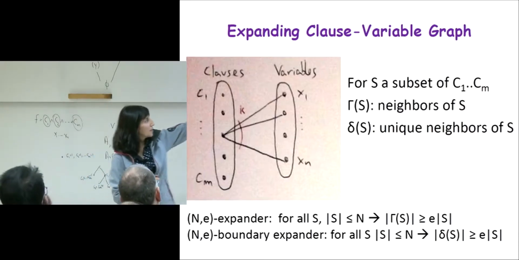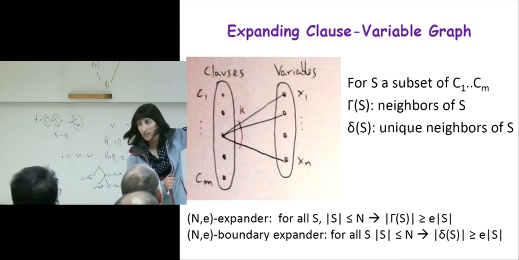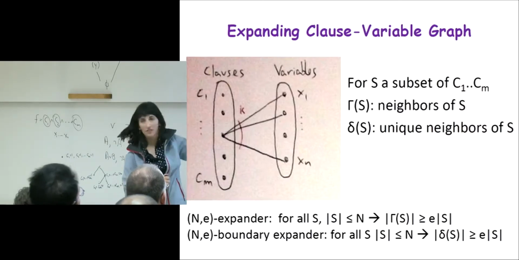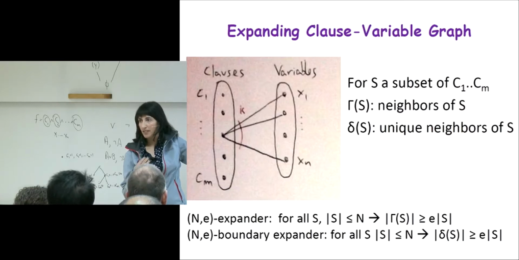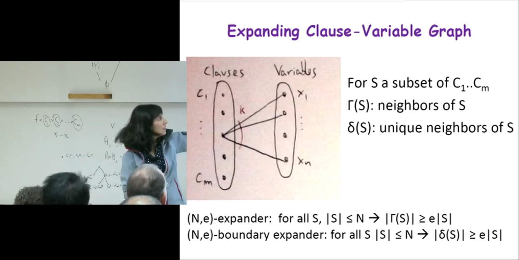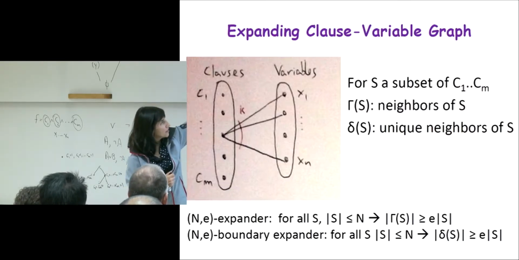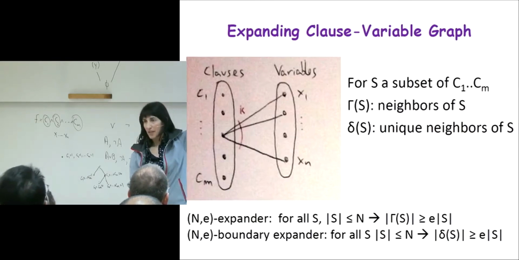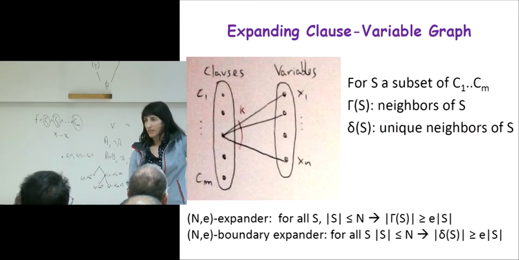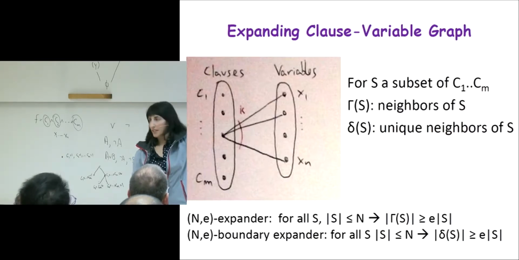Gamma S is the set of neighbors. If you have a subset S of initial clauses, so these are the clauses of the original unsatisfiable formula, then for a subset of these clauses, gamma S is the usual notion of the neighborhood set of S, and delta S is the unique neighbors of S. So it's the set of variables that are in exactly one of the clauses in S.